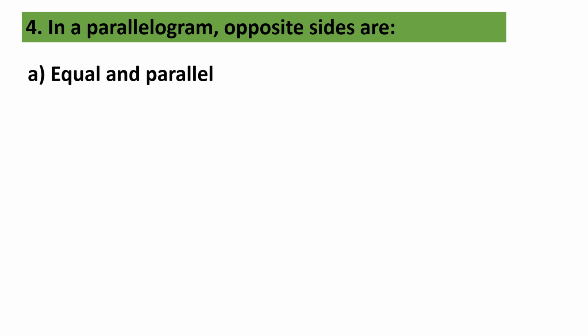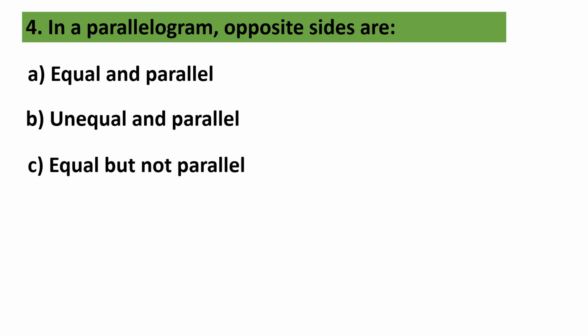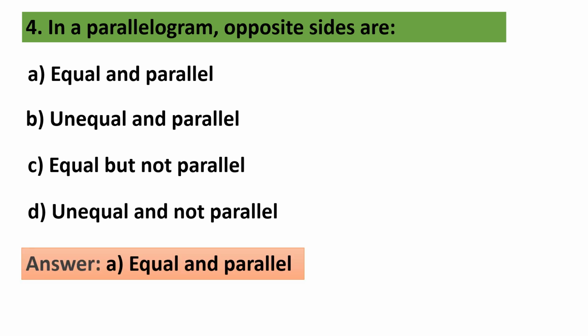Question number 4. In a parallelogram, opposite sides are: A equal and parallel, B unequal and parallel, C equal but not parallel, and D unequal and not parallel. So the answer is equal and parallel. पैरेललोग्राम में साइड्स इक्वल होती हैं और पैरेलल होती हैं. कौन सी? Opposite sides are equal and parallel.